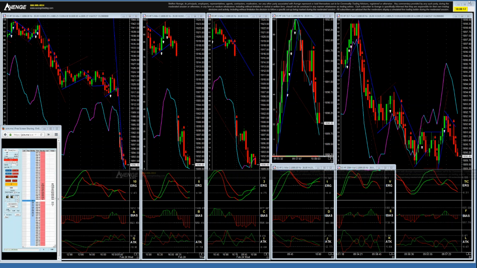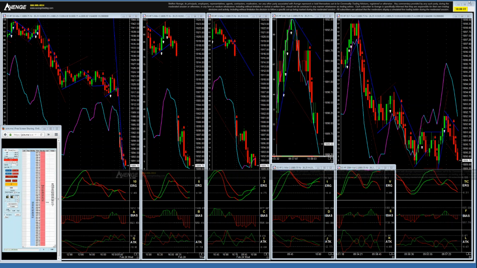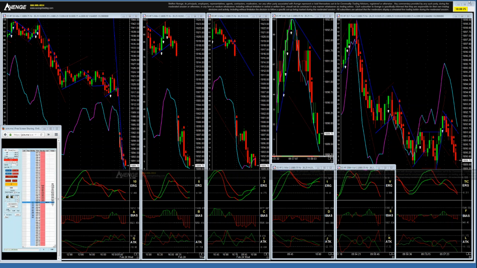We've had a nice gap open, gap down below the 1900. 10 ergs. We're looking for sharp angles on the ergs, the biases, nice sharp attack crosses.